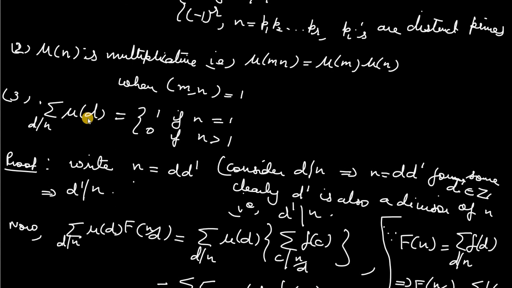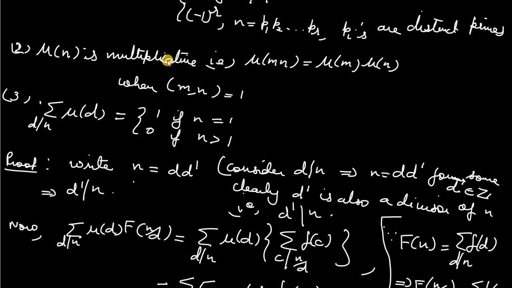So with the help of the above results that we have discussed in the class, we are going to prove this. This is the proof of the Mobius inversion formula. So you write n is equal to d into d prime, considering d divides n. So d divides n, according to the definition of divisibility, n is equal to d into d prime for some d prime belonging to Z. So clearly this d prime is also a divisor of n, because n here is a multiple of d prime. So this implies that d prime divides n.